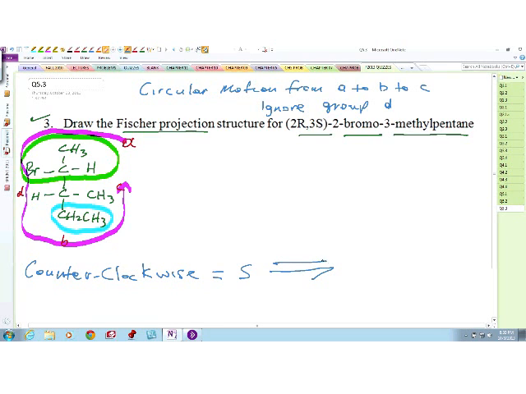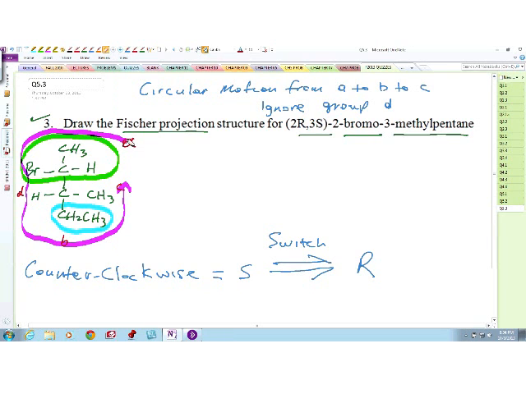Now, however, is there an however here? The group of lowest priority, which is hydrogen here, is coming at you. So according to the rule, that group should be going away from you. Since we are violating the rule, we have to switch. So we switch. That means that is actually R. So this carbon therefore is R.